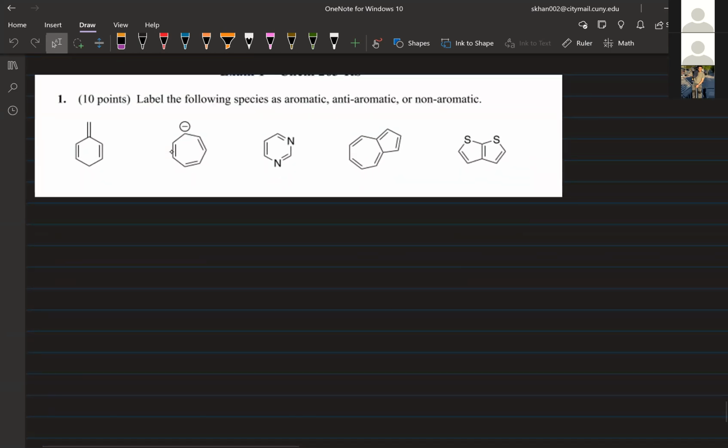Okay, so label the following species as aromatic, anti, or not. Let me make sure I have open chat here. Everyone could just send this directly in the class. So let's start with A over here. Which one is it going to be and why? You can just type it out in the regular chat so everyone could see. Someone sent me a direct message.